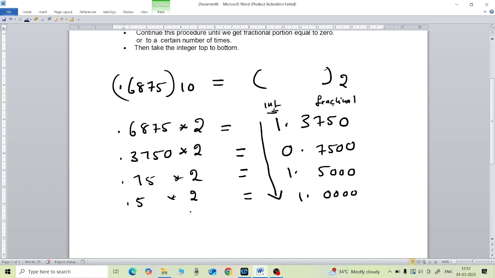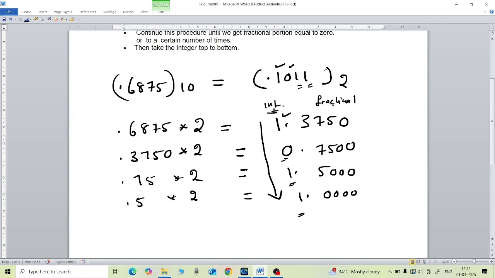So the binary equivalent of 0.6875 is 0.1011. We have taken the integer portions top to bottom. So this is this one, and this is 0, and this is this one, and this one is this. Don't forget to put the decimal point there, then this is the answer.